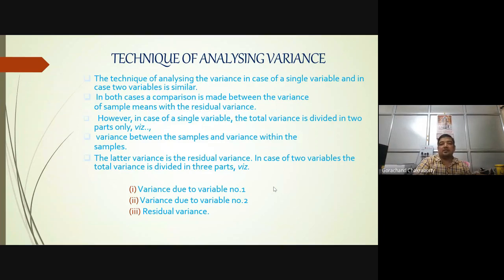The technique of analysis of variance. The technique of analyzing the variance in case of a single variable and in case of two variables is similar. In both cases, a comparison is made between the variance of sample means with the residual variance. However, in case of a single variable, the total variance is divided into two parts: variance between the samples and variance within the samples. The latter variance is the residual variance. In case of two variables, the total variance is divided into three parts: variance due to variable number 1, variance due to variable number 2, and residual variance.